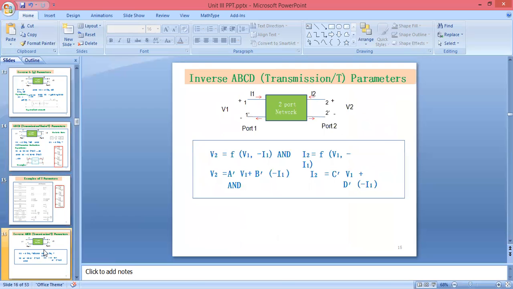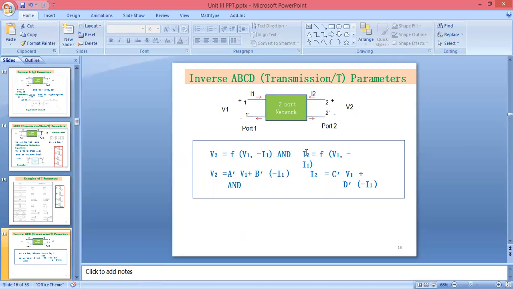Now we can see inverse ABCD. It will also be similar to ABCD but exactly opposite. In ABCD, the values of V1 and I1 are depending on V2 and I2. Here the values of V2 and I2 are depending on I1 and V1. The same equations, just V2 there was V1, so instead of V1 here it is V2, and where there was I1, here it is I2. So here you will get the equations V2 equal to the function of V1 comma minus I1.